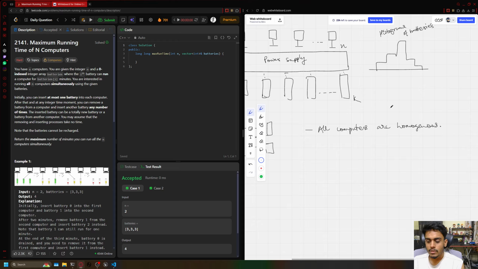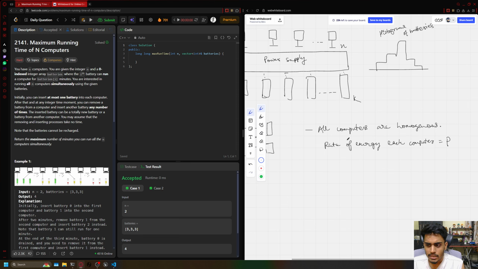Okay, now why did we make this claim? If I make this claim that all computers are homogeneous, that basically means the rate of energy they will be drawing out from my power supply will be constant for all of them, right? Let's say the rate of energy each computer is consuming is denoted as P.